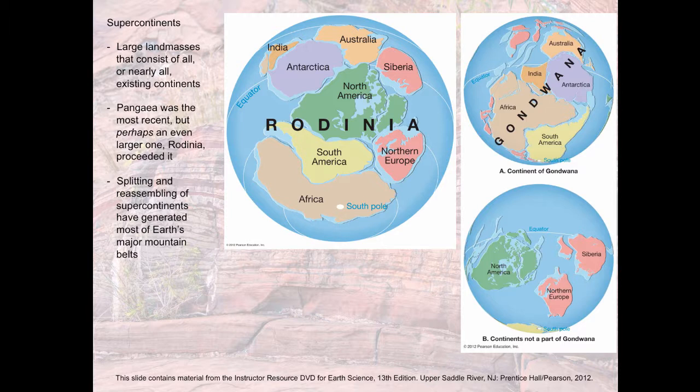And the splitting and reassembling of supercontinents have generated most of Earth's major mountain belts. So one could think of supercontinents as really an effect of tectonics. The tectonically generated collisions of these large plate masses are really what has given the Earth its major surface morphological features. What I mean by that is mountains, their character and location.